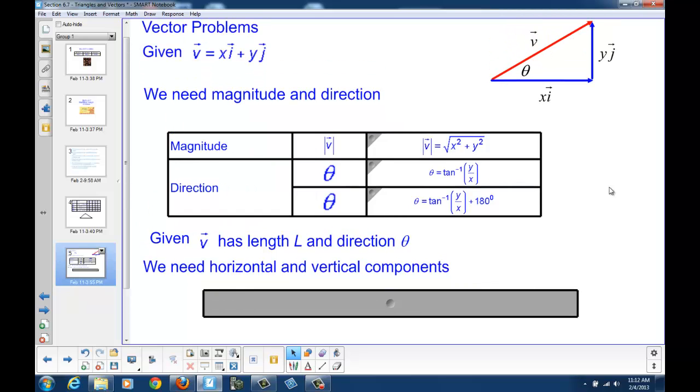Now, if we need to go in the other direction, where we're given the length and direction angle, then we simply need to use the right triangle concepts, SOHCAHTOA, to solve for the adjacent and the opposite of our angle. So, in doing so, we find out that the vector can be broken down into horizontal and vertical components by taking the length times the cosine of theta for the horizontal component, and the length times the sine of theta for the vertical component.